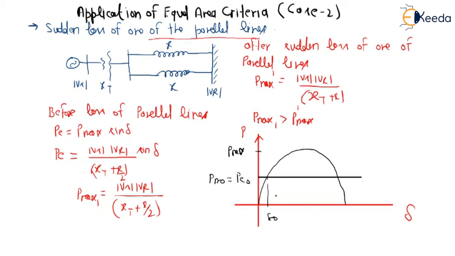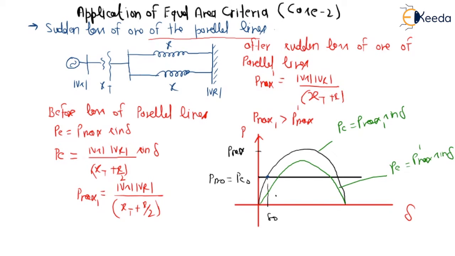And what will happen when one of the transmission lines is removed? So P max dash value will come. Now I am going to draw with the green pen. This means after the loss of parallel lines, this will be the case. This is your P is equal to P max 1 sine delta, and this is P max dash sine delta. So now what is happening exactly? Let us assume it was working at this point.